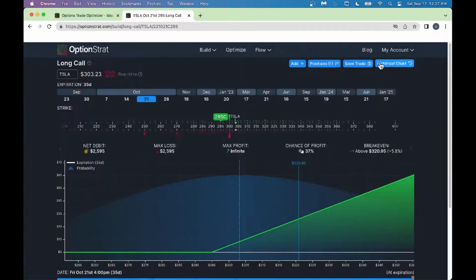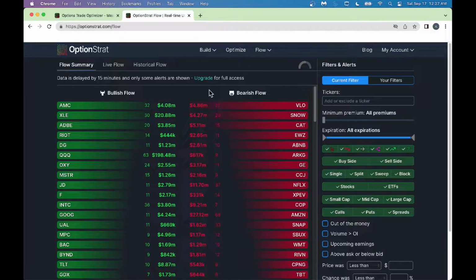All right, so finally we'll go into this flow here. Flow is very good. I love their unusual option flow here. If you click on flow, it gives you a nice summary here. It tells it's 15 minutes delayed here. You can upgrade for the flow here, like we talked about, $500 per year. It's very, very worth it if you're an active options trader.